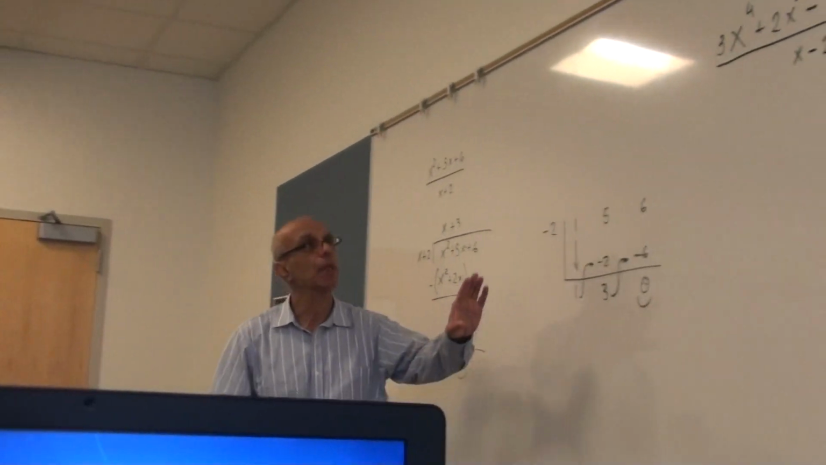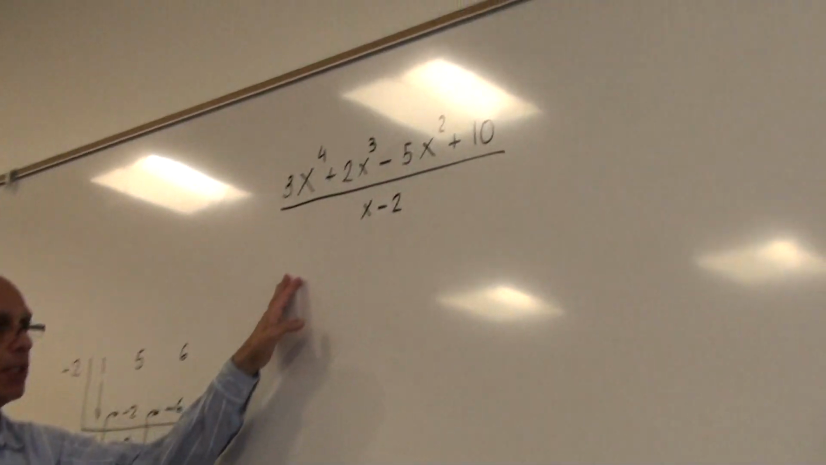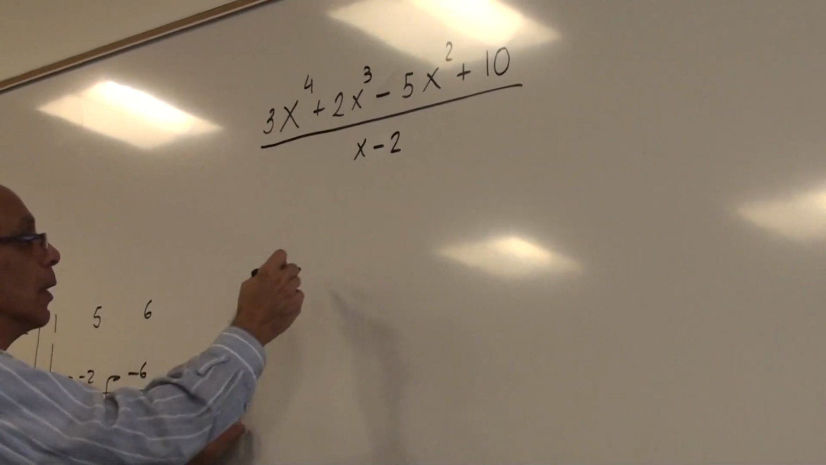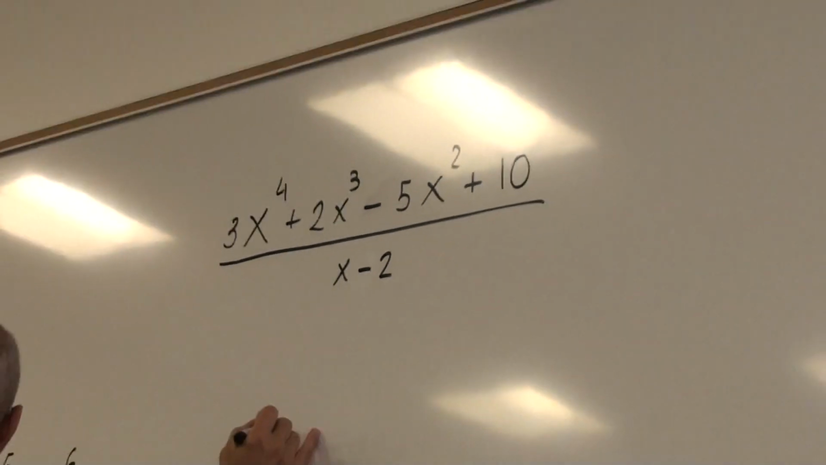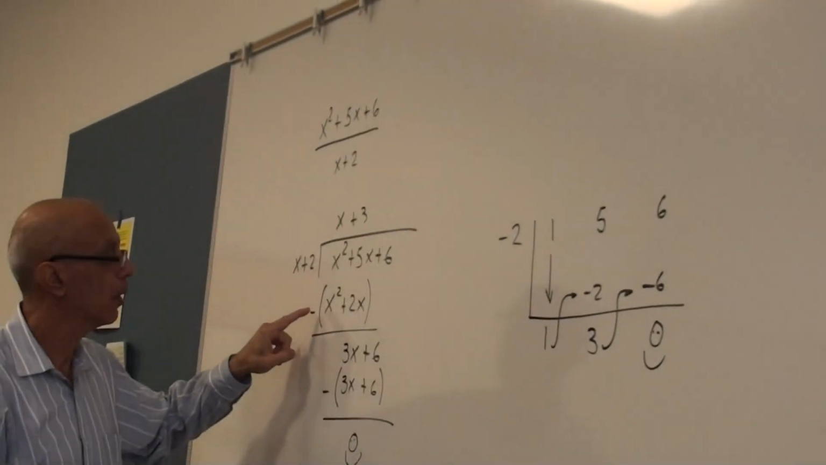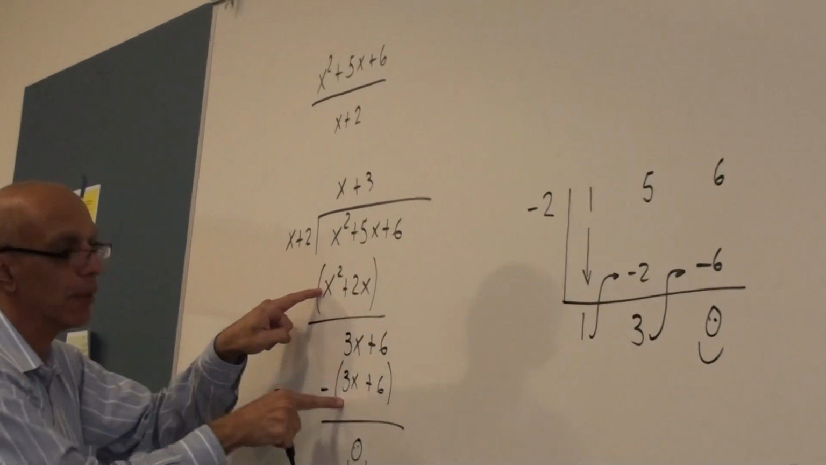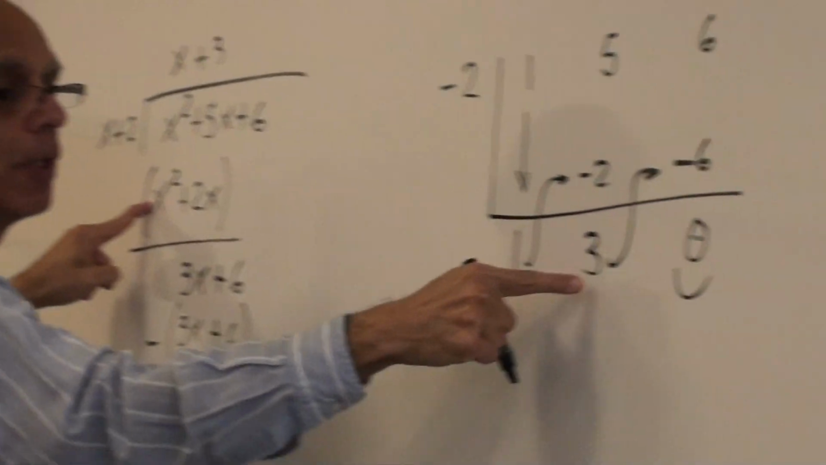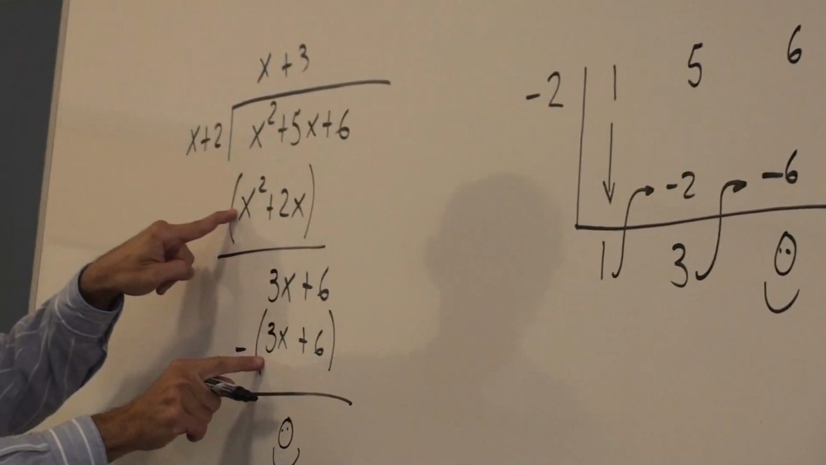Let's do another example now. Let's do the long division here. And if you notice, you have here 1 and 3. You see that? 1 and 3. They are right here, 1 and 3. Okay?